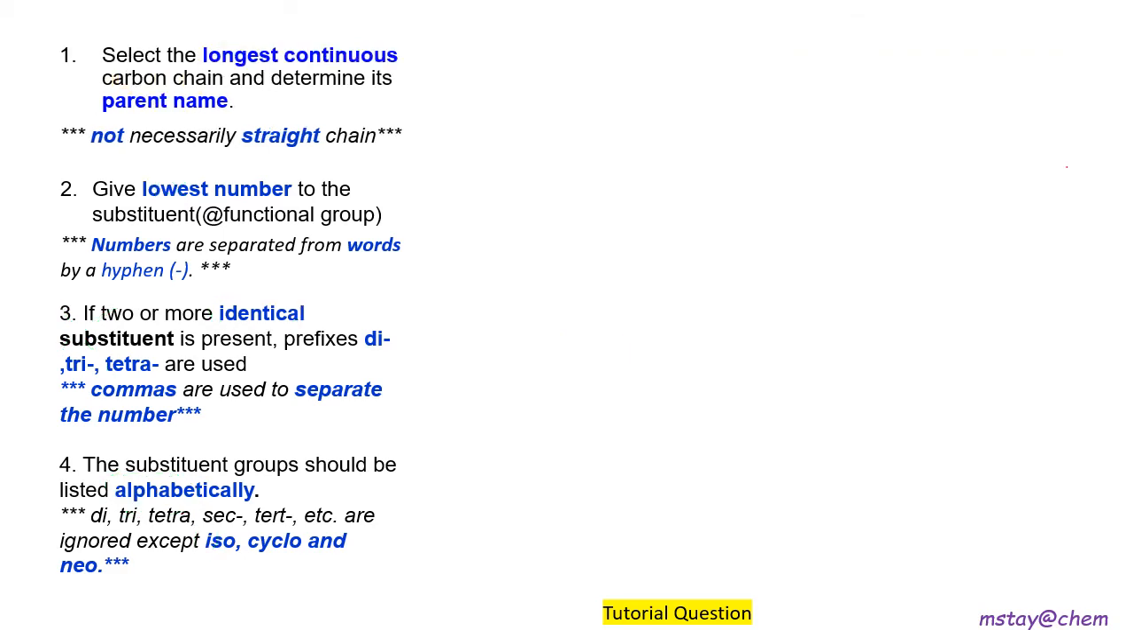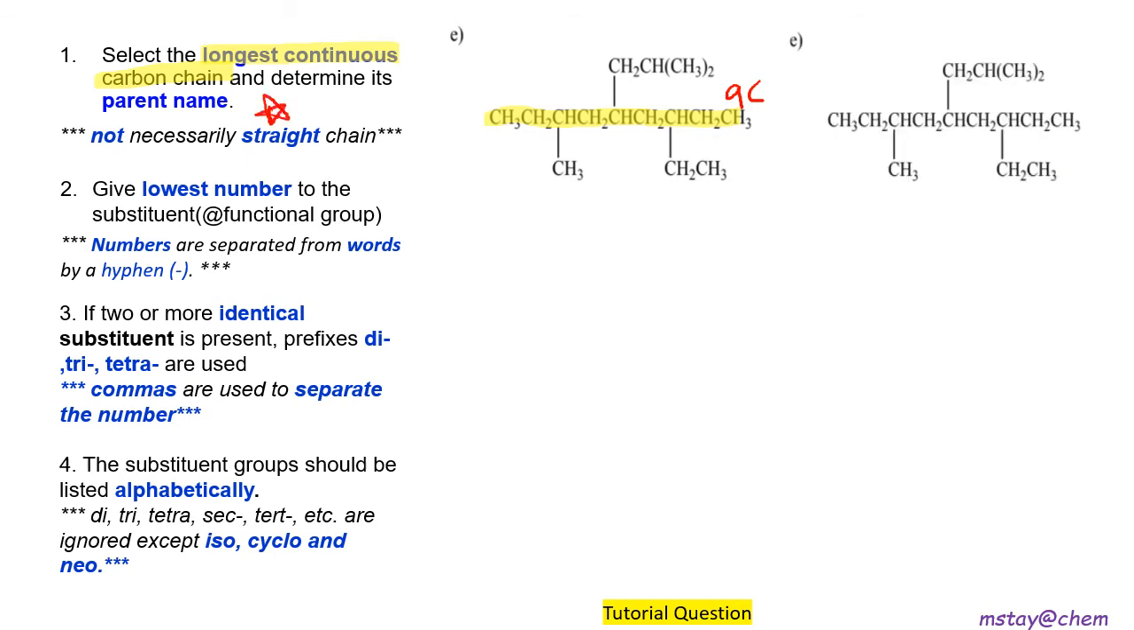Okay, question number E. First step again, still select the longest continuous carbon chain. As usual, we will try to go for the straight chain first. 1, 2, 3, 4, 5, 6, 7, 8, 9. So here we label first. This consists of 9 carbons. But as a reminder, the longest chain is not necessarily the straight chain. So maybe we can try another way.